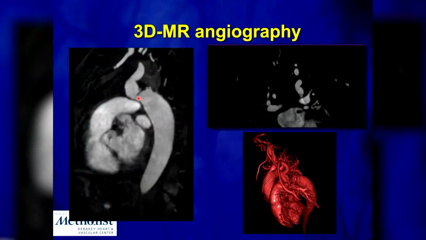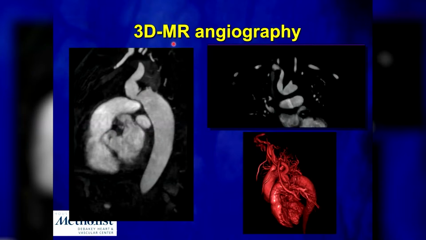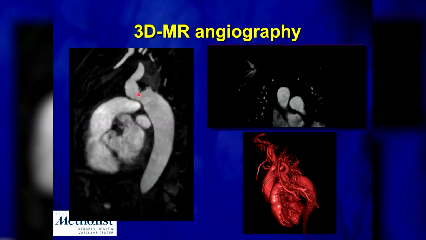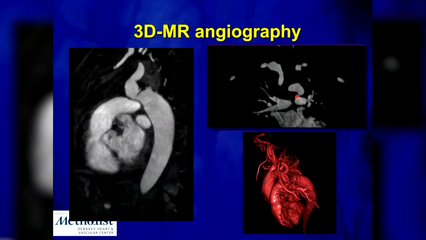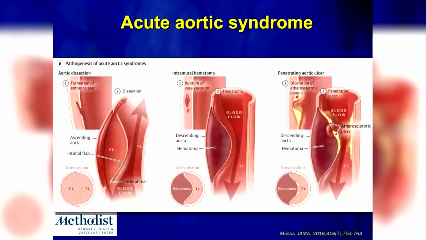Once we add contrast, gadolinium in this case, to create an MR angiography, you can actually see the fibrous ridge, you can see the severe coarctation, and you can see all the collateral blood vessels seen at this coarcted segment. Now let's move on to acute aortic syndrome, which usually spans 3 different pathologies.